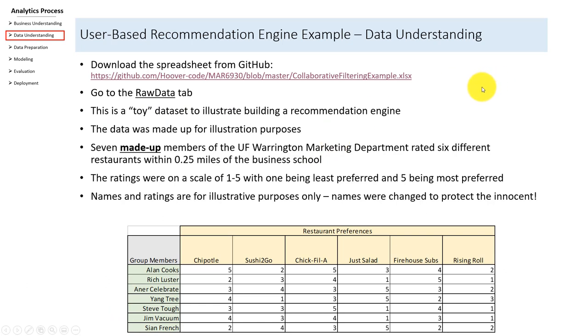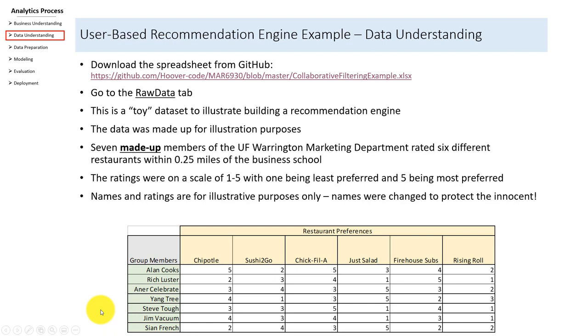So what this data is: I made up restaurant preferences for restaurants that are within a quarter mile of where you're sitting right now. These are all real restaurants within a quarter mile of the business school. These are the restaurants, and then here I took the group members' names.